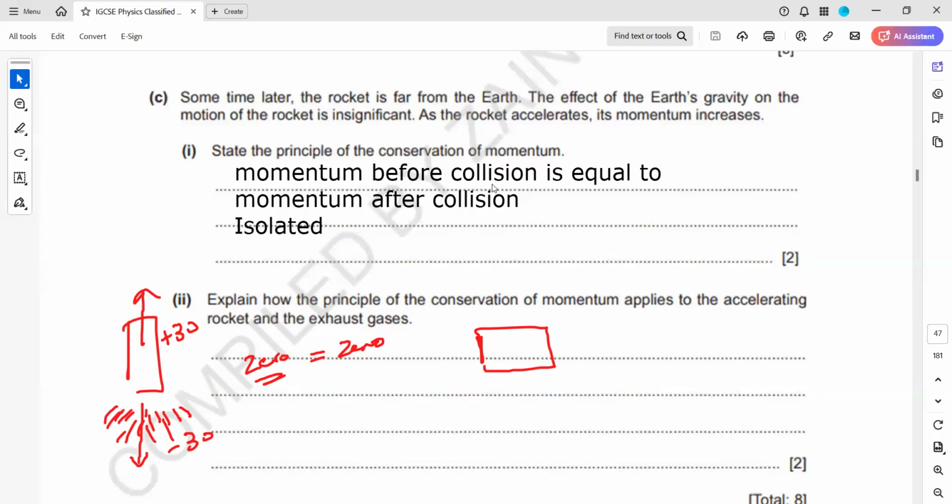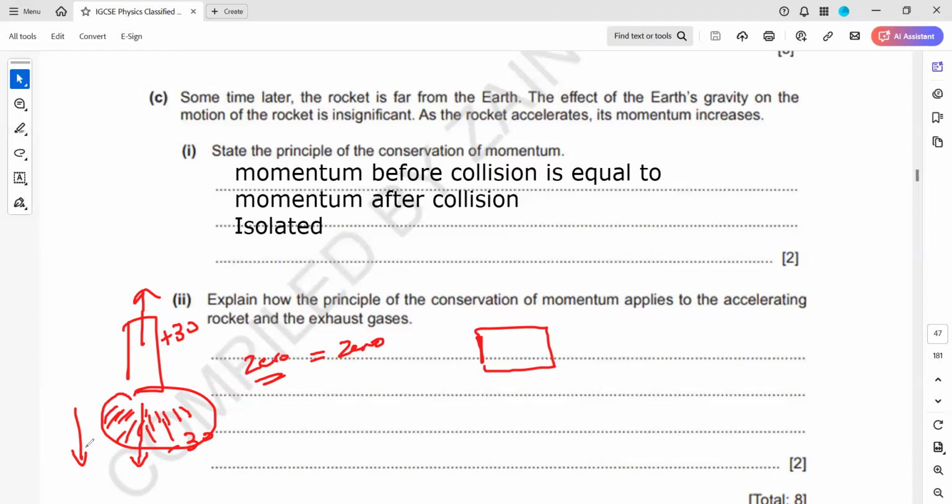How will we write this? You will mention first that the total momentum is conserved and the initial momentum is 0. If the initial momentum is 0, the final momentum should also be 0. And how could the final momentum be 0? If the exhaust gases are moving in one direction, the rocket should move in the opposite direction. That's how the rocket accelerates. Is it clear? The rocket propulsion?